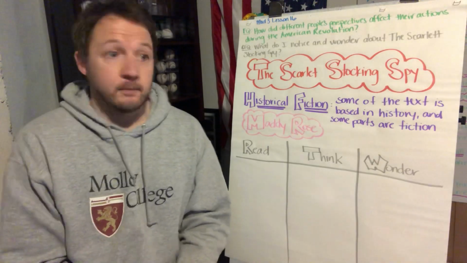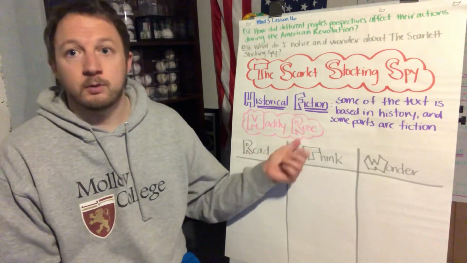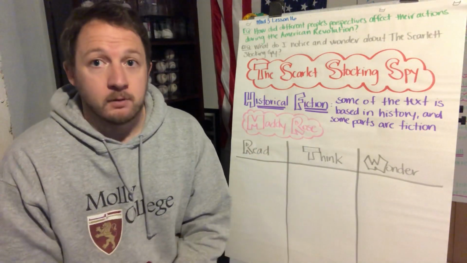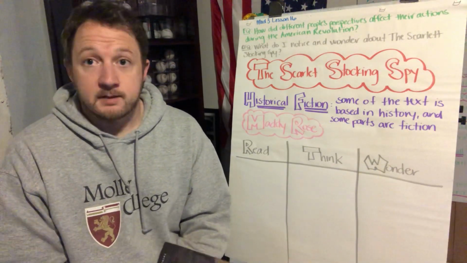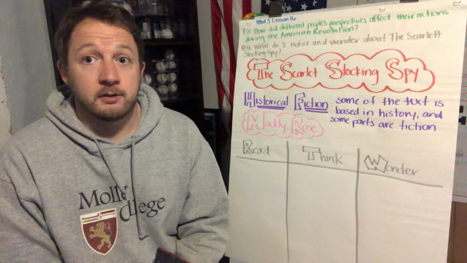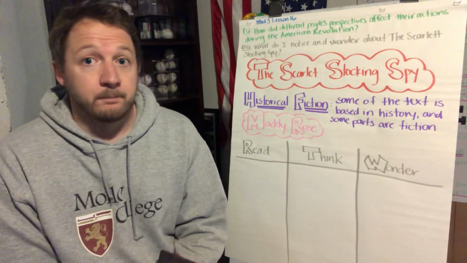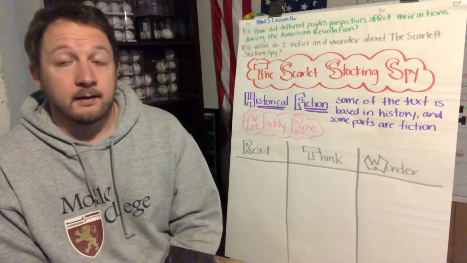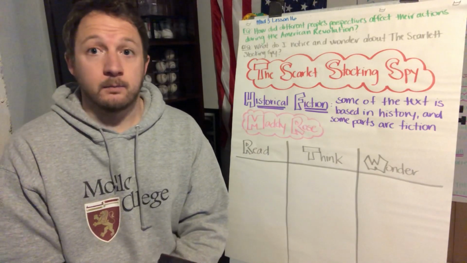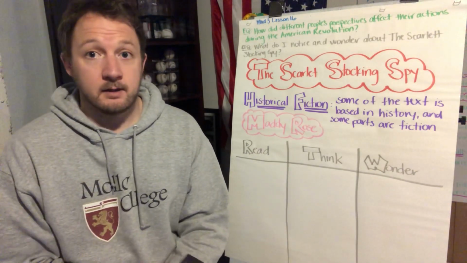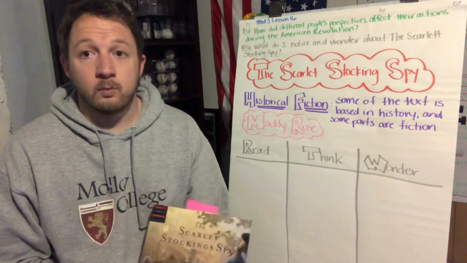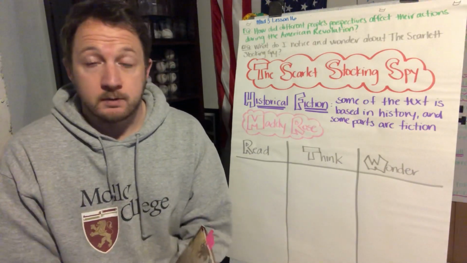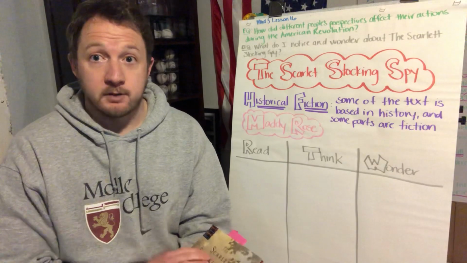We're picking up where we left off with the Scarlet Stocking Spy, except this time instead of Ethan we have Maddie Rose. Maddie Rose is kind of our main character in the Scarlet Stocking Spy. There are other significant characters as well that Maddie Rose gets close to and are very large parts in this text, but we're focusing today on Maddie Rose in the first however many pages we go through.